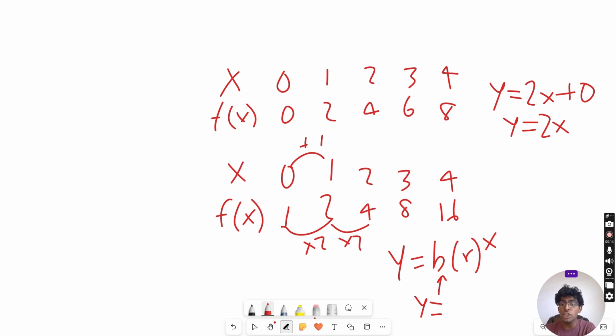R, that's our ratio. So as we increase by 1, what are we multiplying by? In this case, it's 2. So 2, and then it'd be to the power x. That would be how you would write an exponential growth equation. So if x is 2, what would y be? 2 squared, 4. That's what we see here. If x is 4, what would y be? 2 to the 4th power would be 16. That's what we see here. So that's how you'd write an exponential equation.